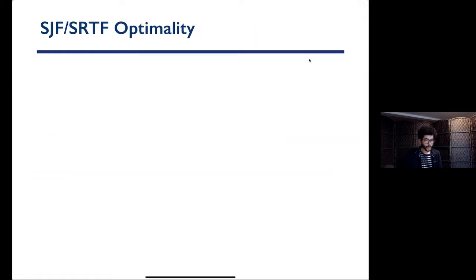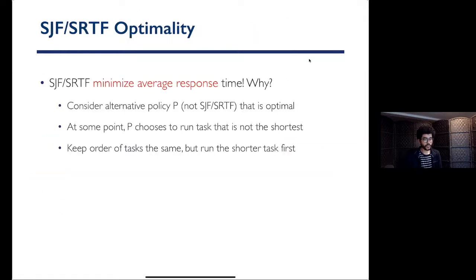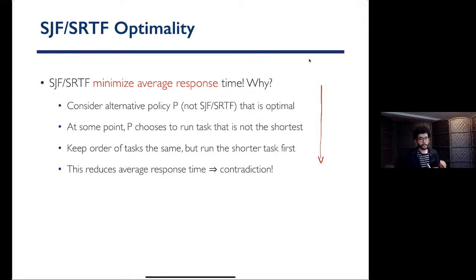Now, you can prove, I'm not going to run through the proof. I used to, but it takes some time. You can actually look at the proof. It's not going to be that hard. You can prove that this policy minimizes average response time for any workload. So no matter what your workload is, if you apply SJF or SRTF, you're going to minimize average response time.